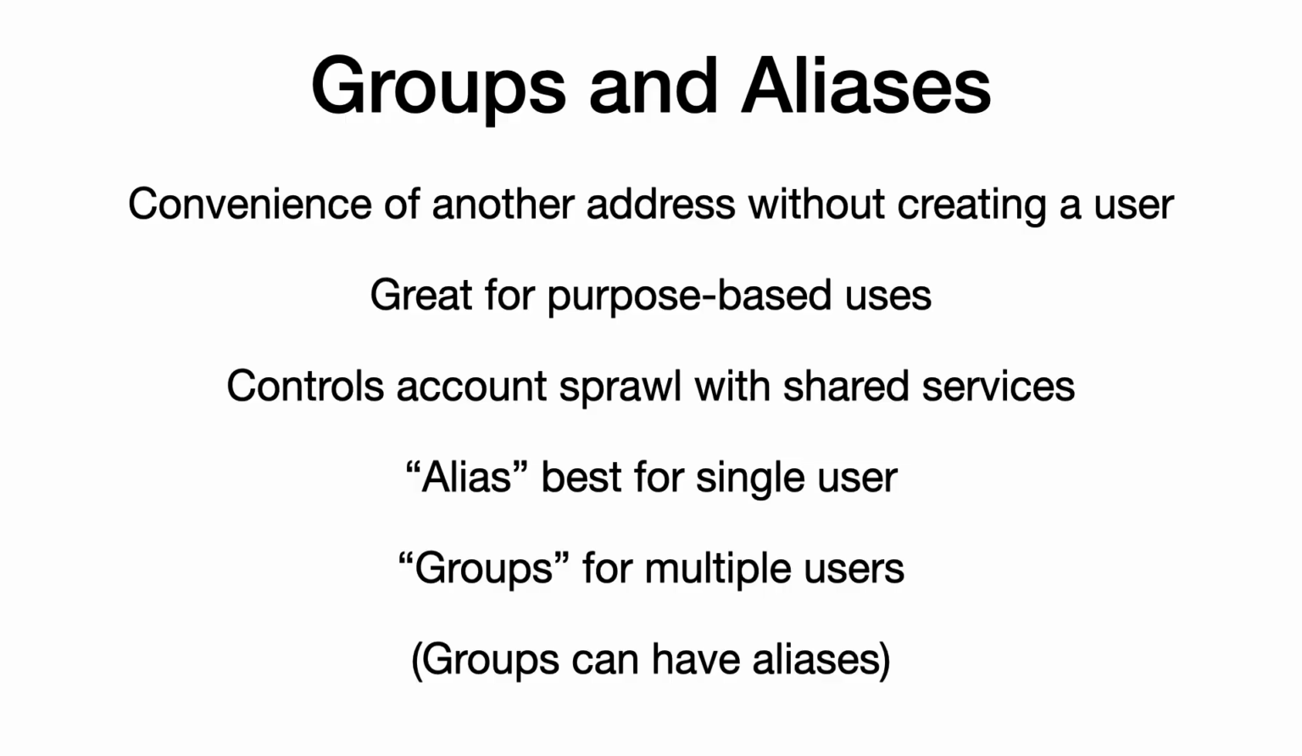And the first thing I want to talk about is helping to control account sprawl with groups and aliases. Groups and aliases will give you the convenience of another email address without having to create a new user account. And yes, even though the accounts are free for the most part, being a nonprofit, there's still a tremendous benefit in controlling account sprawl, just from a management standpoint, not needing to keep track of multiple usernames and passwords, not having to log out and log back in between accounts all the time.